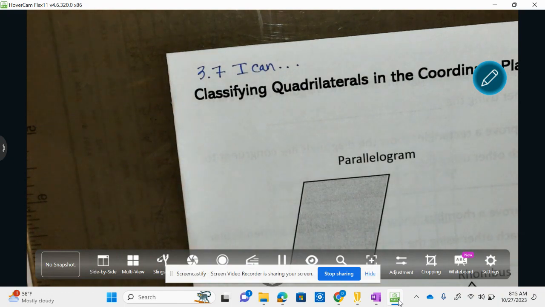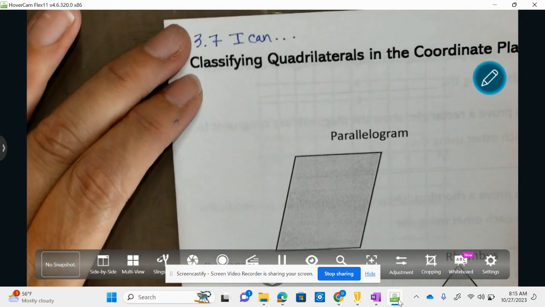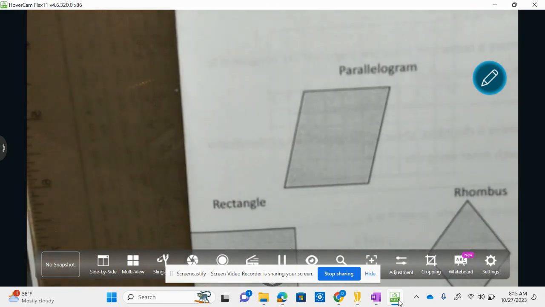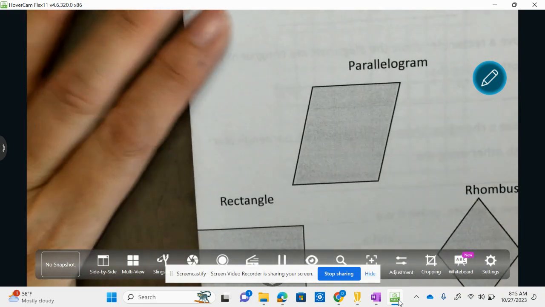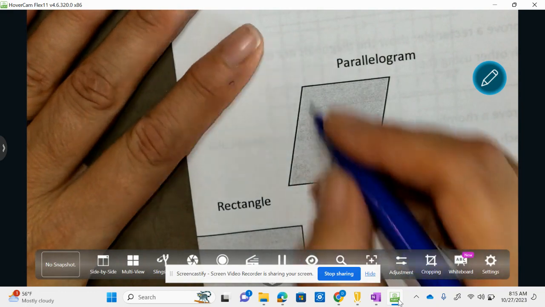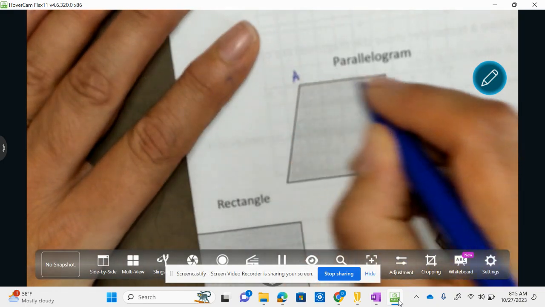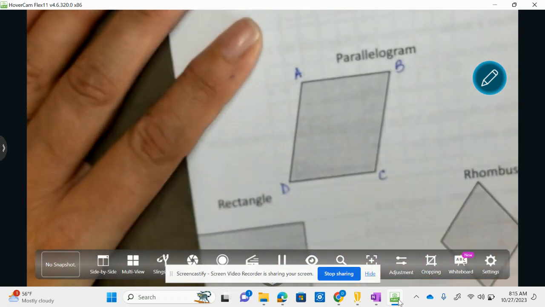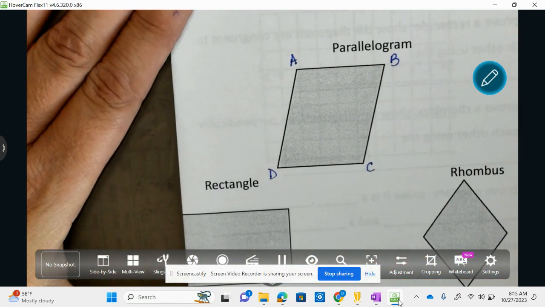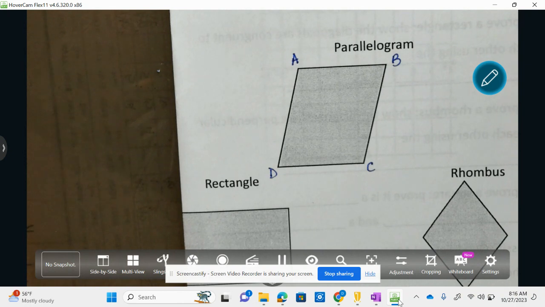So we learned how to classify quadrilaterals, and we learned that we can classify quadrilaterals by focusing primarily on their diagonals, right? So the first thing I'm going to do is label this parallelogram, and I'm going to call it parallelogram ABCD. Now you need to label yours the same way that I do, so that our diagonals match up.